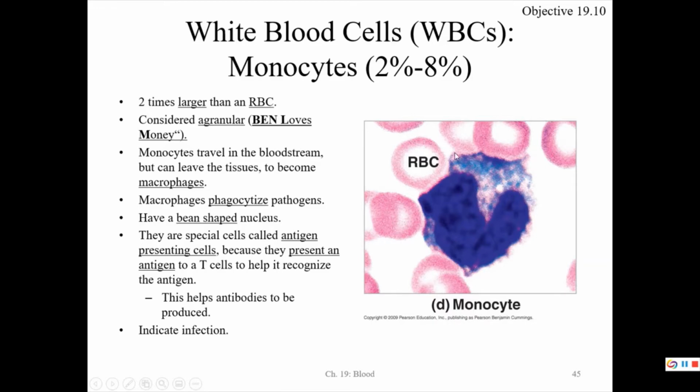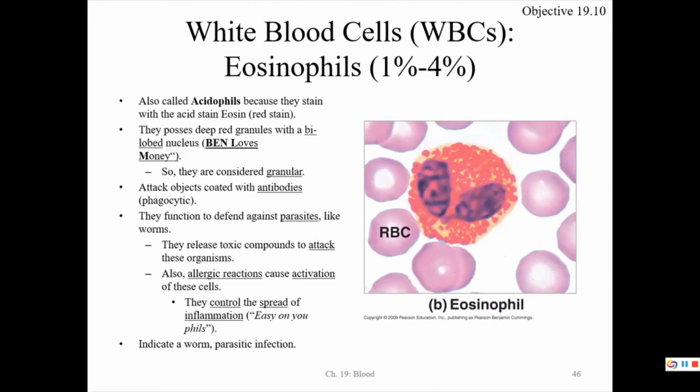When we look at the nucleus, we notice it's kind of shaped like a bean. They are also capable of being what is called an antigen-presenting cell. They are important to get T cells to recognize antigens. It presents antigen to T cells and helps antibodies be produced. They indicate infections.